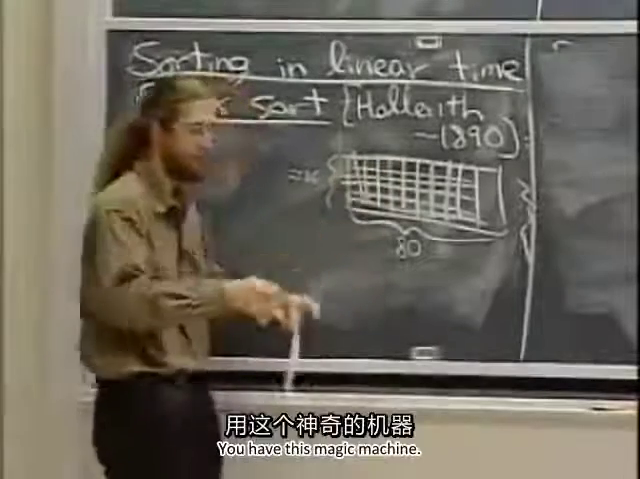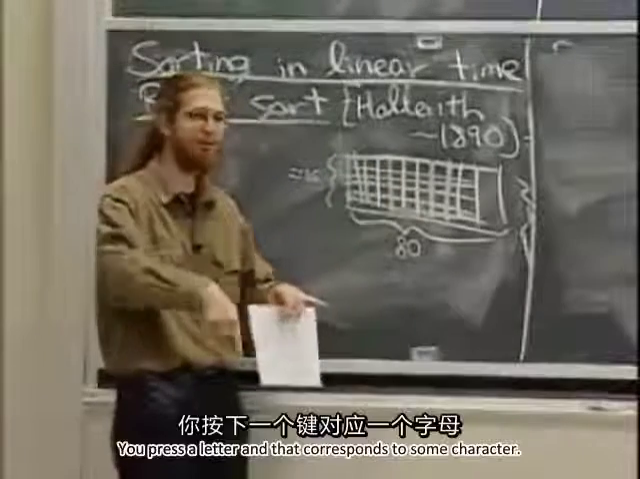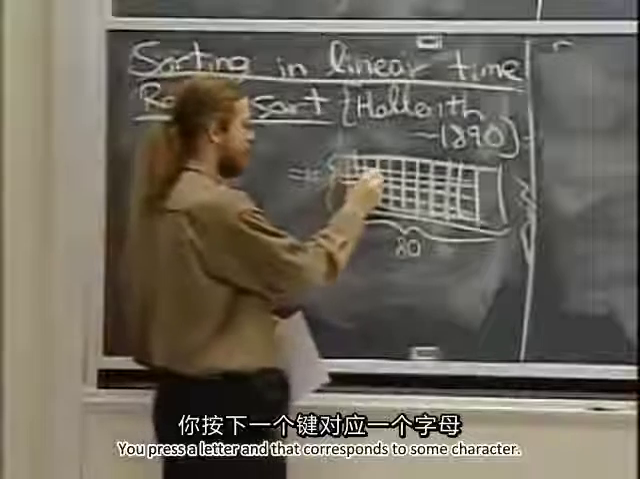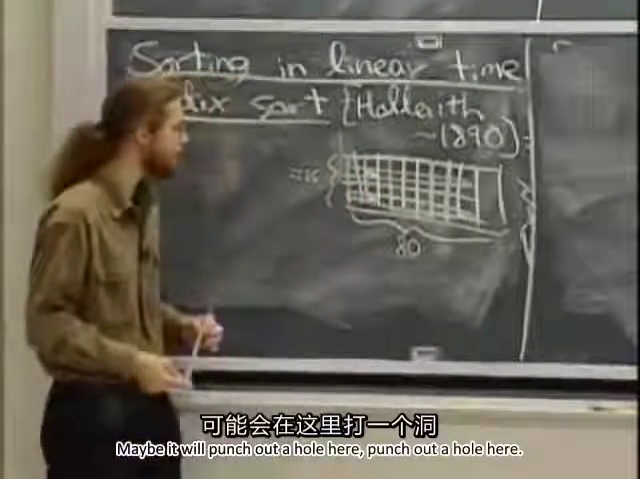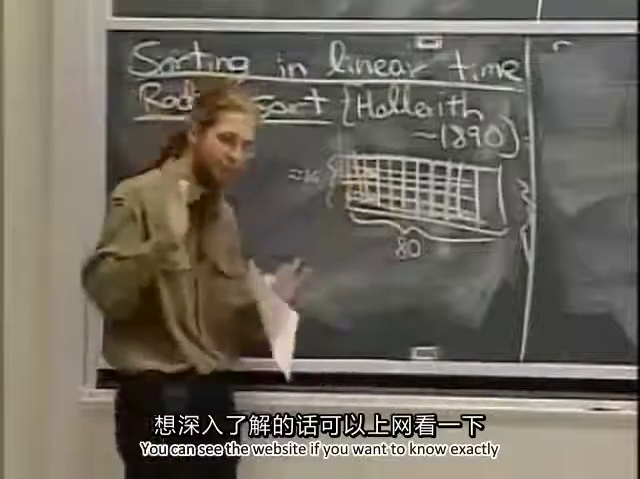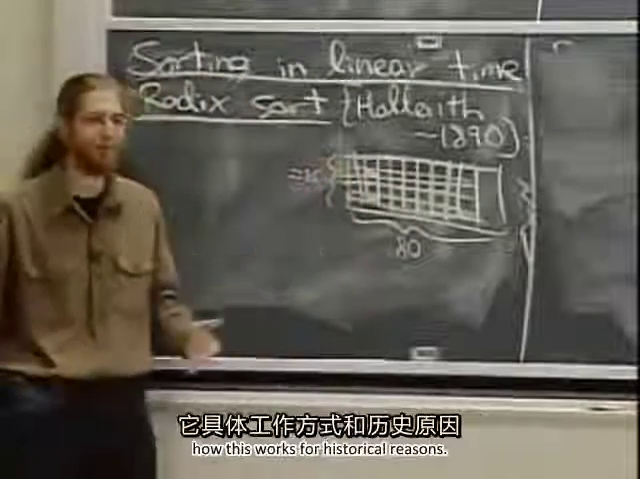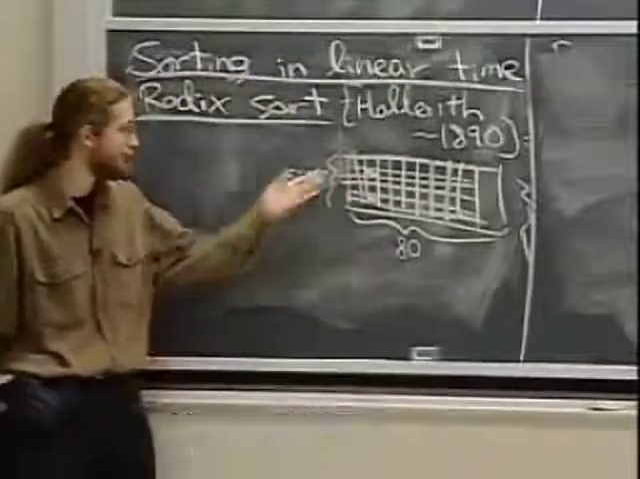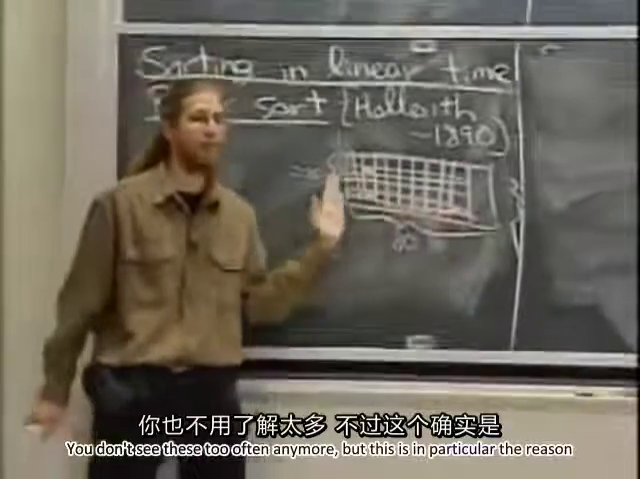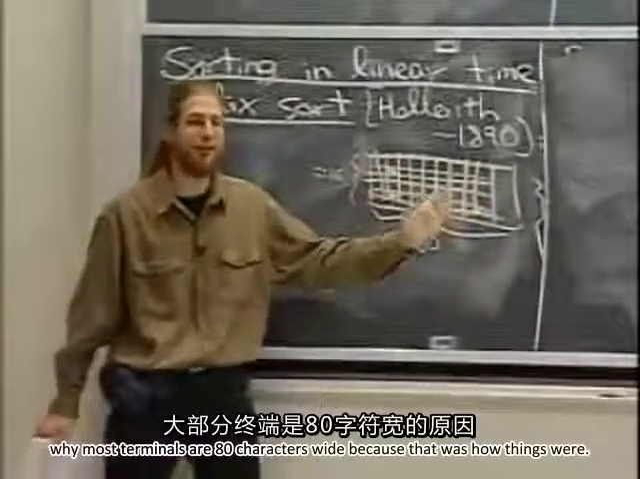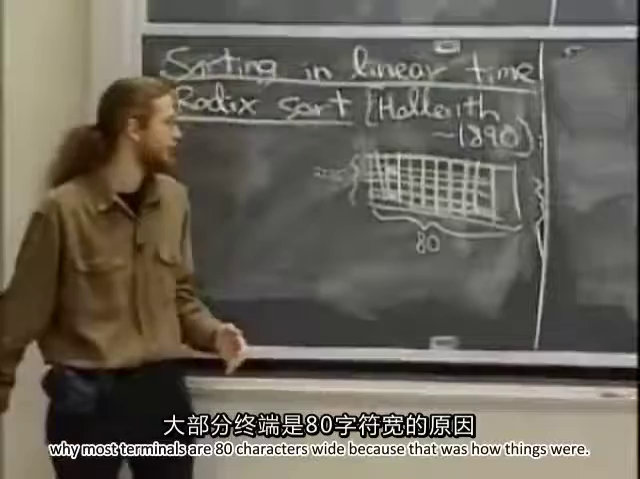And then you punch little holes here. So you have this magic machine. It's like a typewriter. You press a letter, and that corresponds to some character. Maybe it'll punch out a hole here, punch out a hole here. For numbers, you can see the website if you want to know exactly how this works for historical reasons. You don't see these too often anymore. But this is in particular the reason why most terminals are 80 characters wide, because that was how things were.